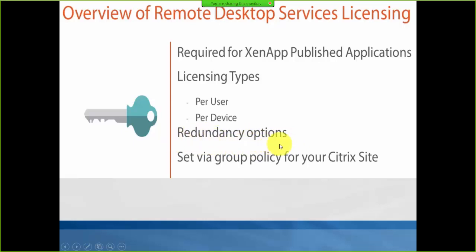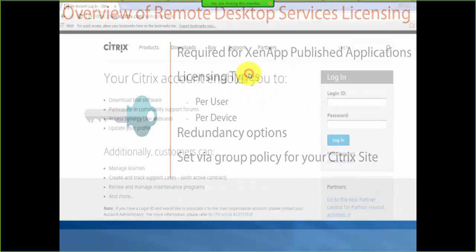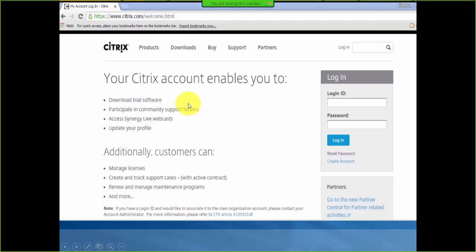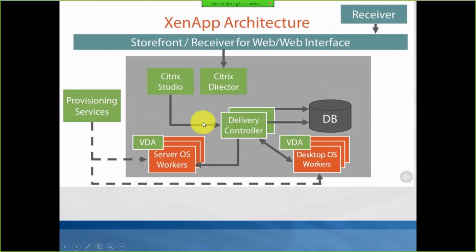Licensing redundancy options are not available for that. Set it via group policy for your Citrix site. So licensing is applied that way. Okay, so for licensing, we know the site. We just need to allocate the license for our new environment.